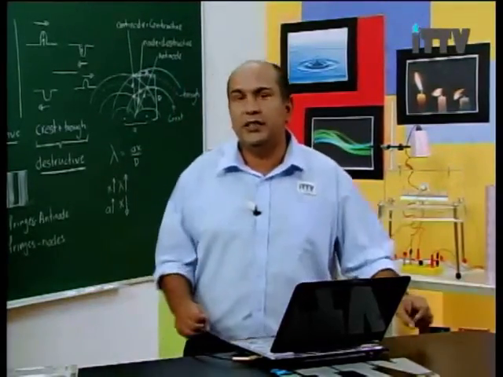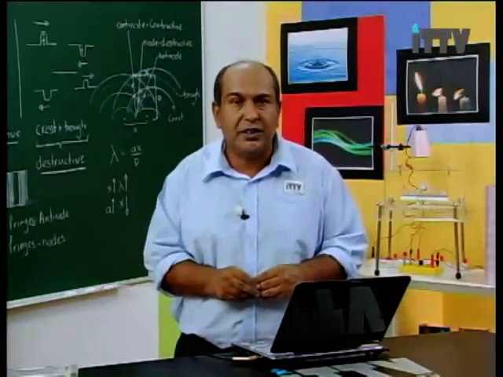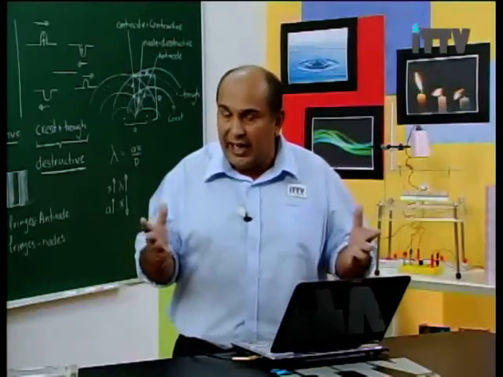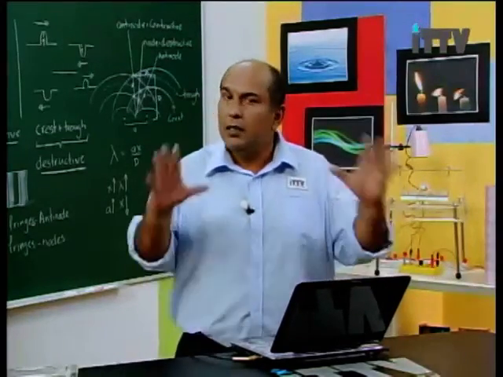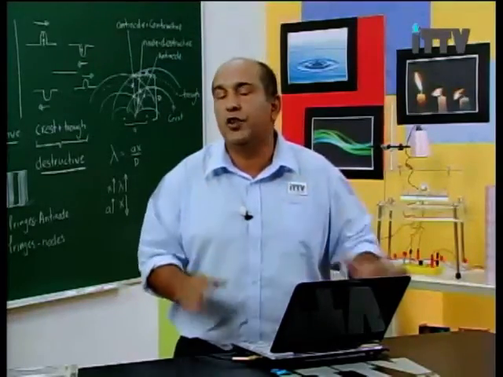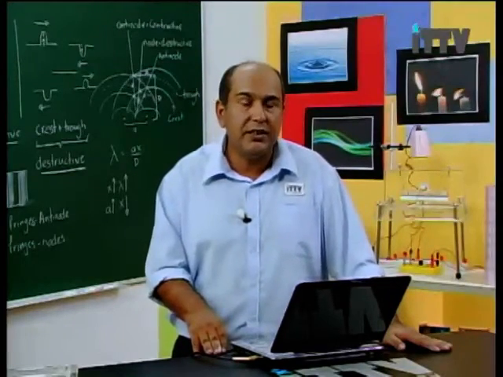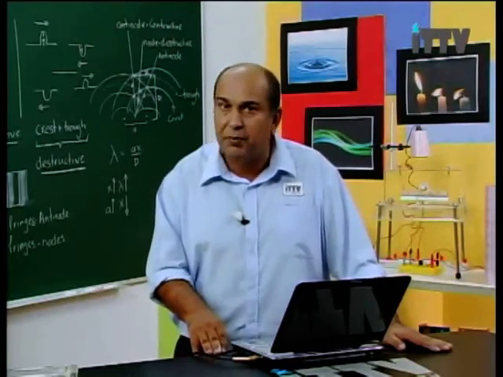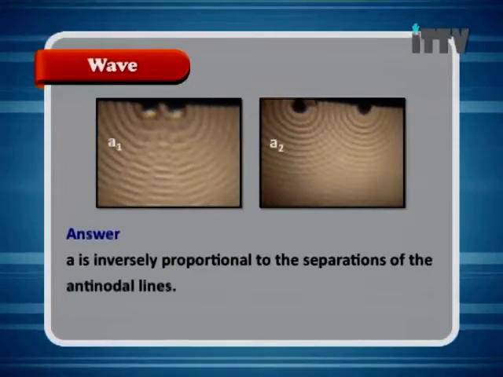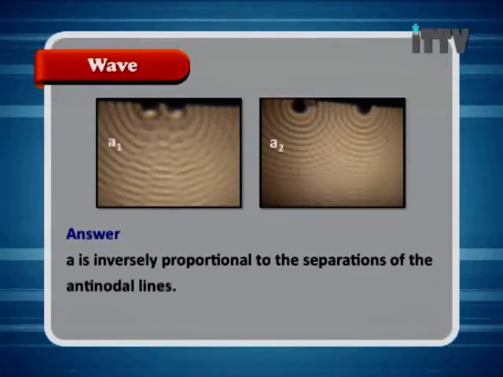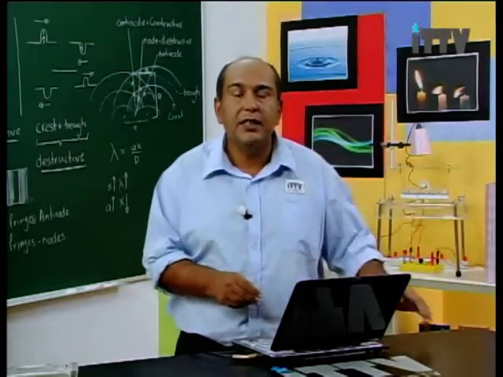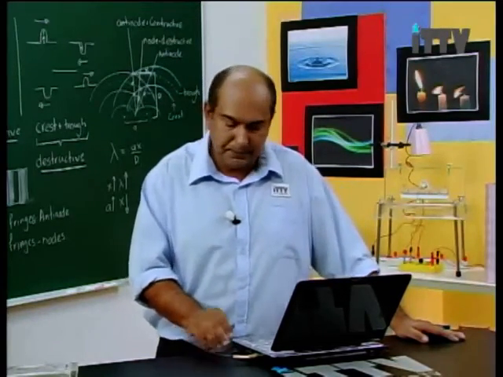Now change that into words. When the separation between the sources increases, the distance between two antinodal lines, which is X, will decrease. That's all you need to say. Keep it simple and explain the relationship in terms of increases and decreases, or in terms of directly or inversely proportional. Answer. A is inversely proportional to the separation of the antinodal lines. So, as A increases, X decreases.